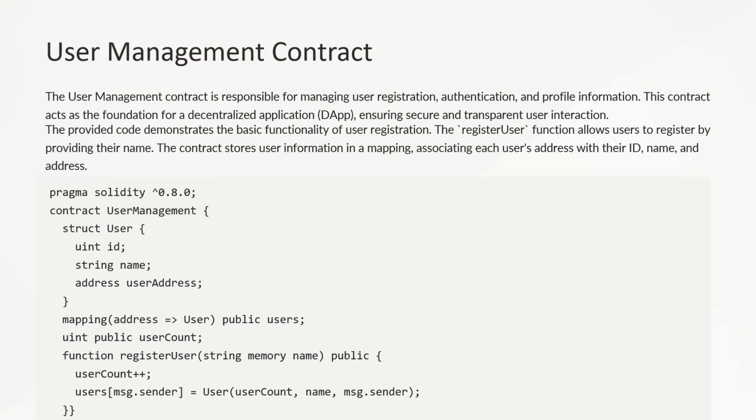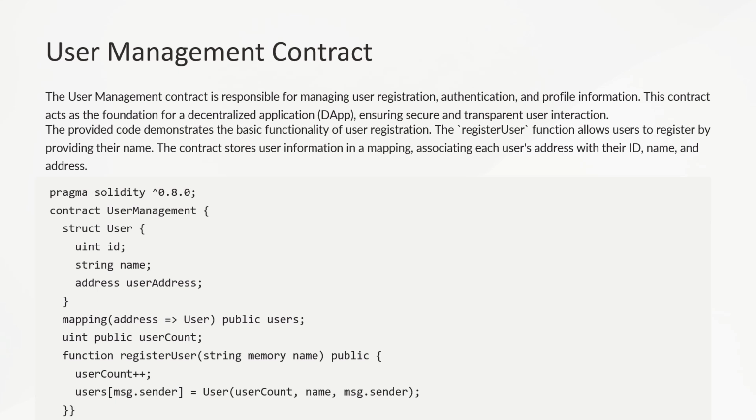The user management contract handles account creation and authentication. The Solidity smart contract named UserManagement is designed for managing user registration within the decentralized application. The struct User defines a data structure with fields id, name, and userAddress. The mapping users maps Ethereum addresses to User struct instances, allowing efficient user data storage and retrieval.